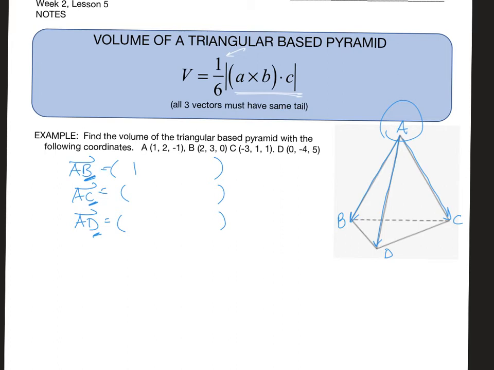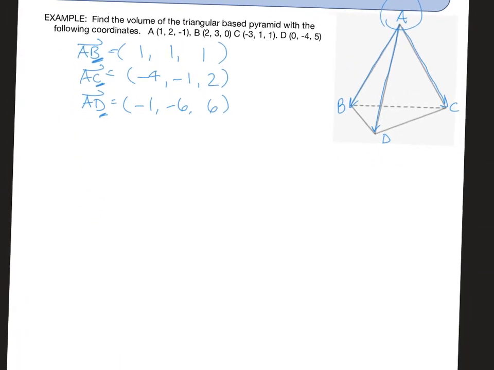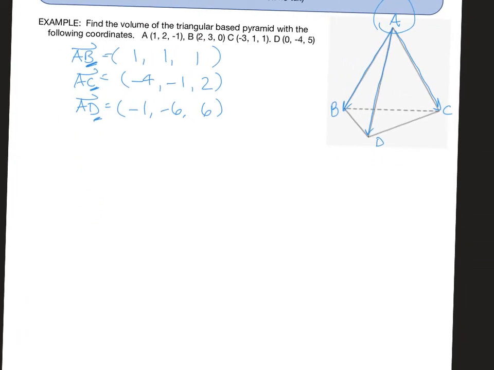But AB should be 1, 1, 1. AC should be -4, -1, and 2. And AD should be -1, -6, and 6. So now that I've got the three vectors, I'm going to pick two of them. All right, I'll pick two, and I'm going to do the cross product, which is going to involve some expansion by minors. So it looks like I picked AB along with AC.